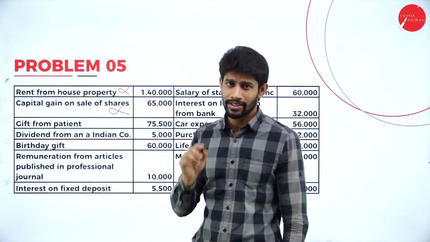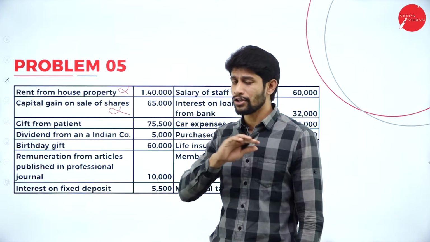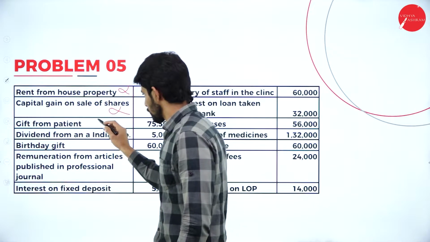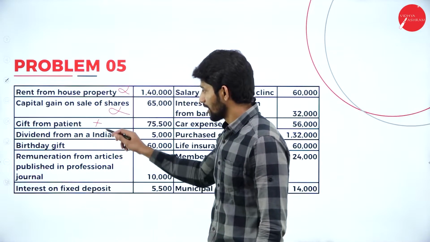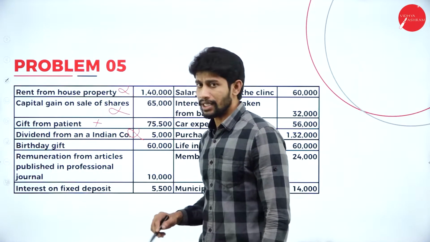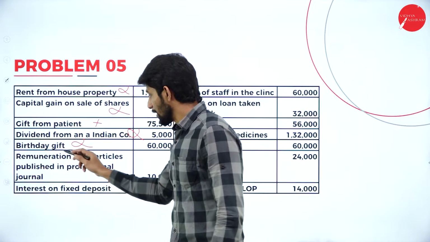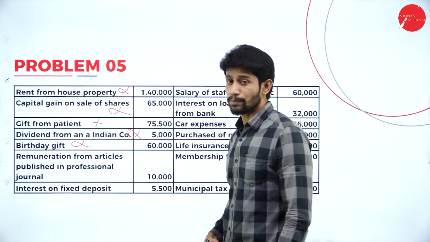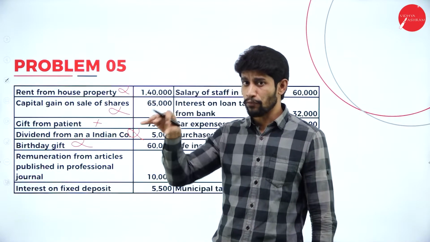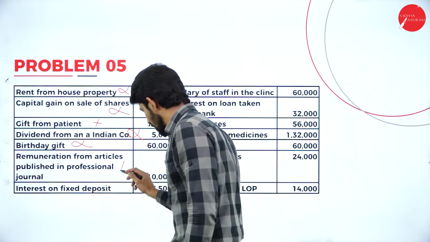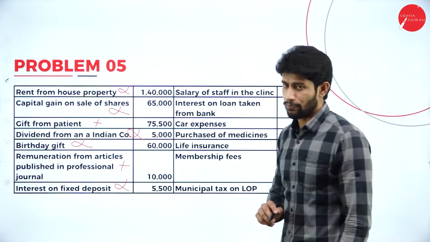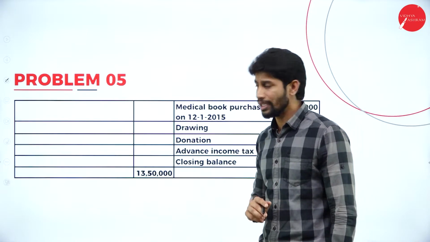Gift from patients. Yes, a gift from relatives is not a professional income, but a gift from patients is going to be a professional income. So add gift from patients. Dividend from Indian company, not a professional income. Next, birthday gift, not a professional income. Remuneration from articles published in a professional journal. A professional journal is with respect to his profession, the doctor profession. So, professional income. Interest on fixed deposit, not relating to profession. So only that much with respect to income.